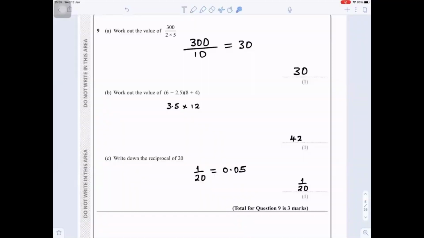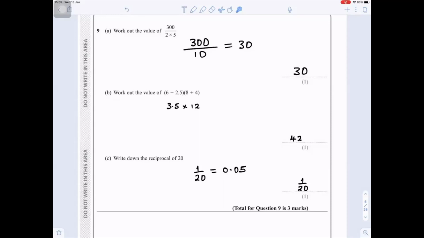Question number 9. Work out the value of 300 divided by 2 times 5. 2 times 5 is 10. And then 300 divided by 10 is 30. This 0 will cancel with that. You're left with 30.